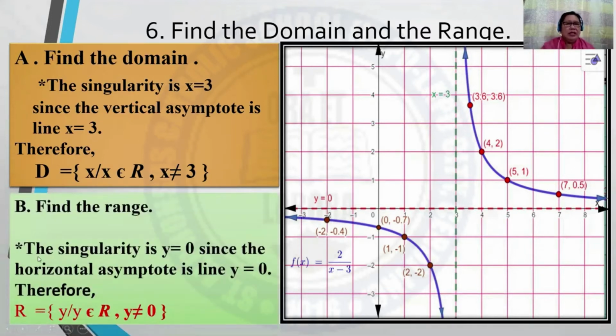And for the range, the singularity is y is equal to 0 since the horizontal asymptote is y is equal to 0 or line y is equal to 0. Therefore, we are not going to assign 0 to y. So the range, we have the set of y such that y is an element of R where y is not equal to 0. So you can use all the values of y until here, not including 0, going down. Then for the values of x, all the values here and all the values here except 3.